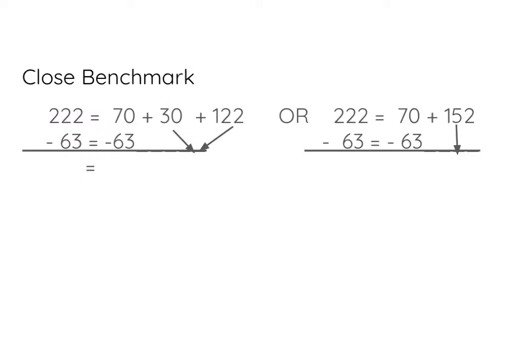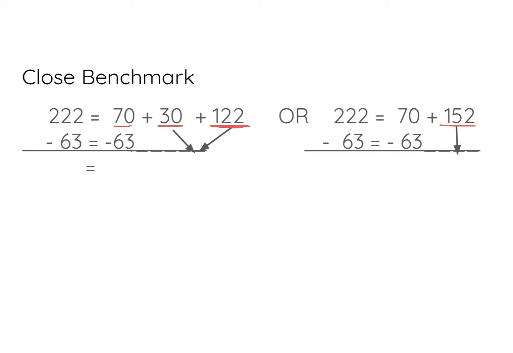All right, here's your next problem. And I did it both ways for you with your close benchmark. So I wrote it 70, because that's the next 10, plus the partner to 100, plus the leftover, which is the 122. On this side, I combined the 30 and the 122, but again, that is hard.